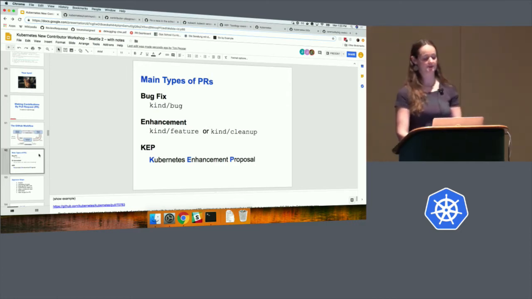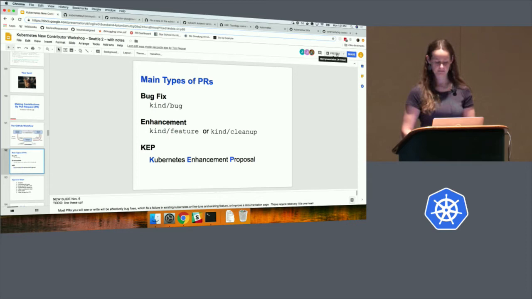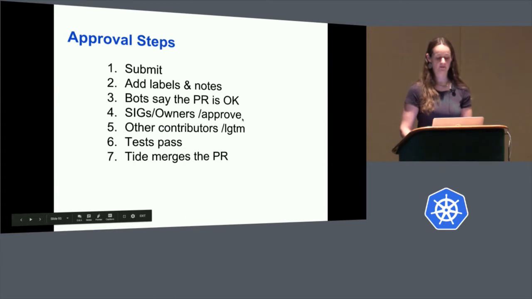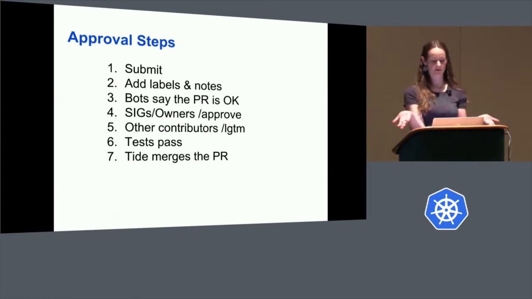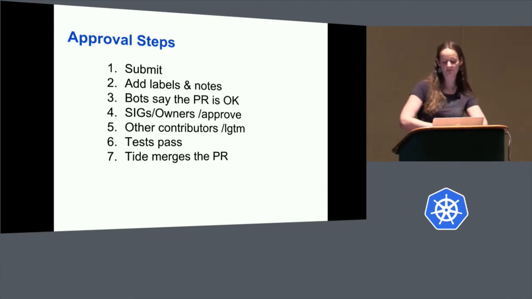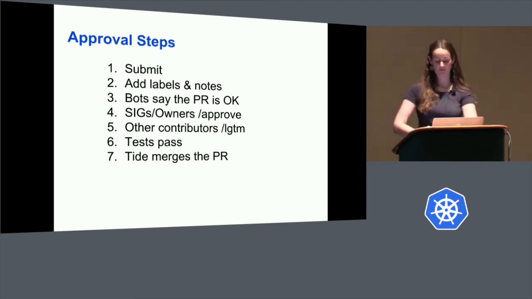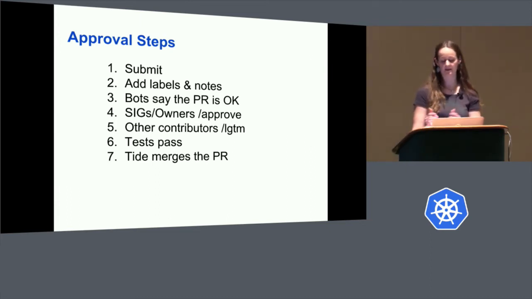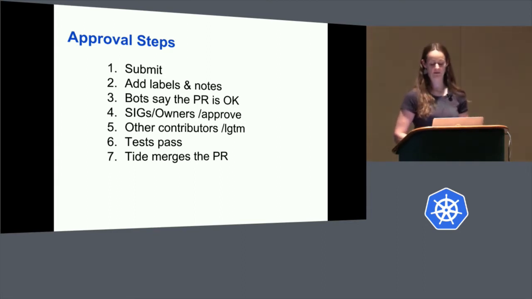In the Playground repo, it's basically, again, up to you what you would like to do. To get approval for your pull request, you open a pull request, you add all the labels, you wait for bot approval, you wait for the SIG or the code owners to approve that this is an okay thing that we want in the code base. And then we ask reviewers to look at the actual code and see if it looks good to them. If you get approved and LGTM and your tests pass, our automation called Tide merges the PR into the master branch.